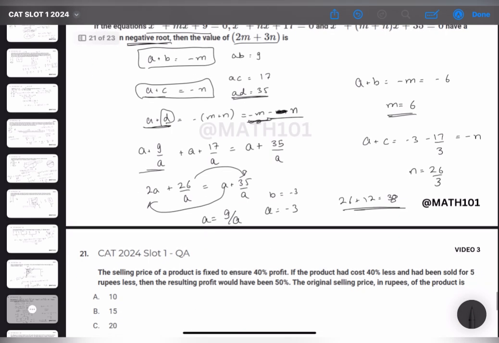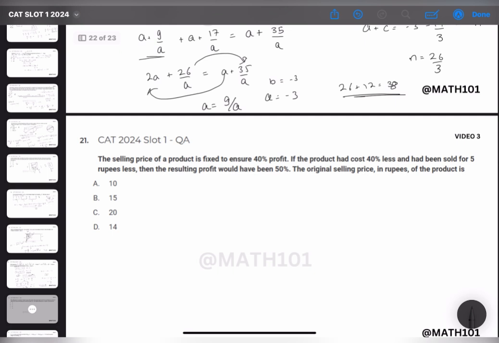Moving on. Selling price of product is fixed to ensure 40% profit. Let the cost price be x, then its selling price would be 1.4x, because it's 40% more than the cost price. The product had cost 40% less. So 40% less is 0.6x is the cost price.